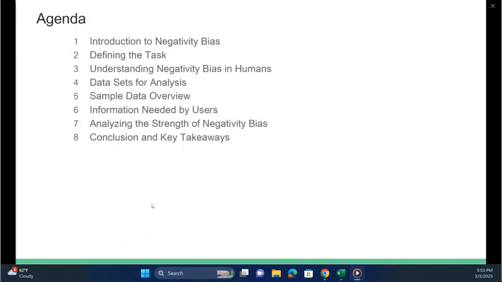What's on the agenda for this proposal is that we will introduce what the negativity bias is. We'll define what our task is. We'll also show you how we can understand negativity bias in humans. We'll also show some data sets for analysis as well as an overview of some sample data. And also, we will talk about information that would be needed by users of this data, and we'll also show how we will analyze the strength of negativity bias and talk about some key takeaways at the very end.